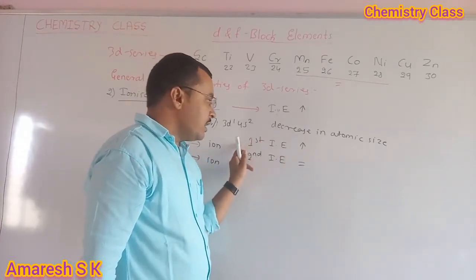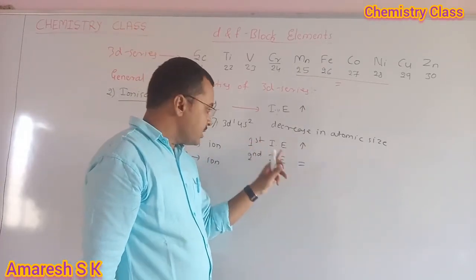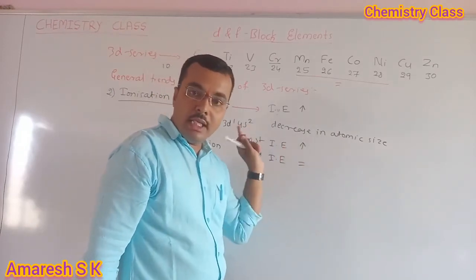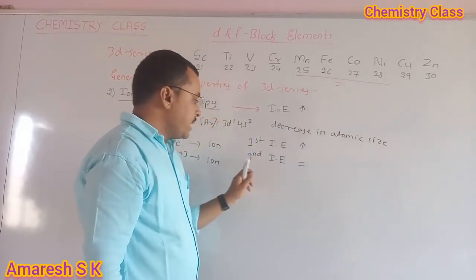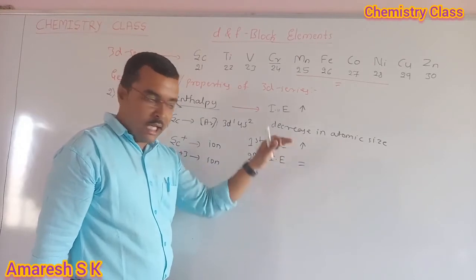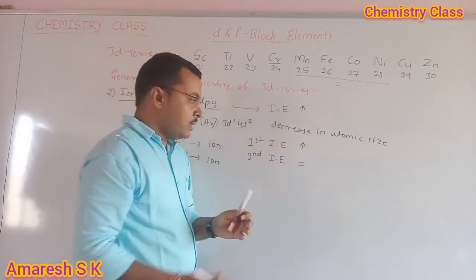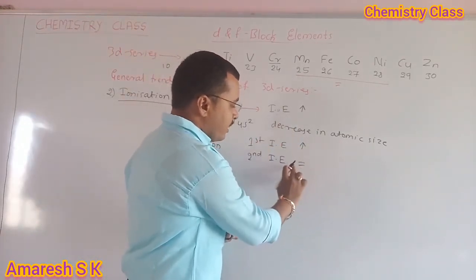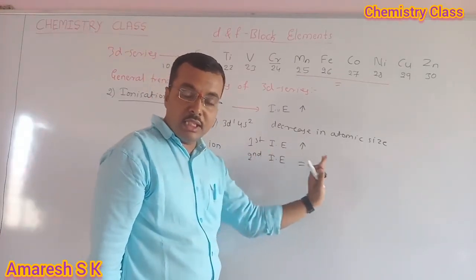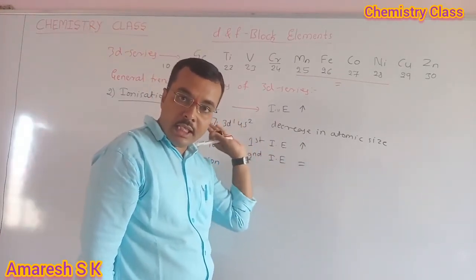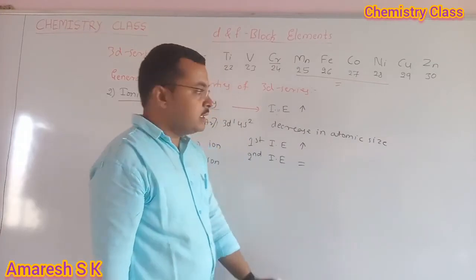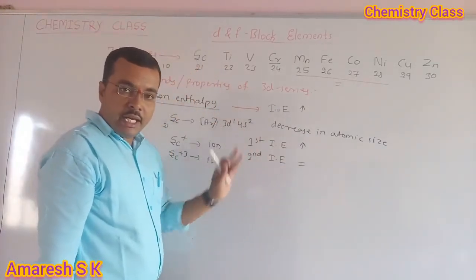It means first ionization enthalpy is more in the 3D series of elements, and second ionization enthalpy is less as compared to the first one. And then there is a constancy in the second ionization enthalpy in the 3D series of elements. This is about the ionization enthalpy.